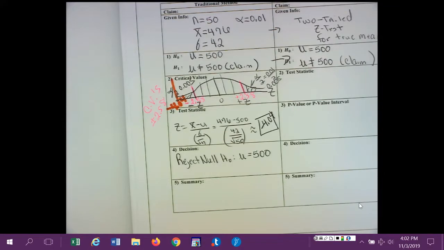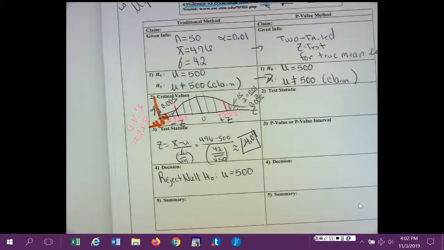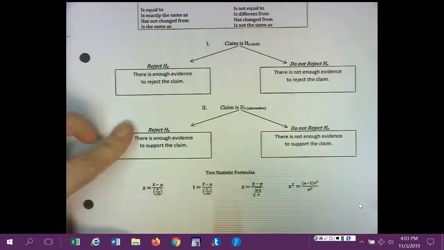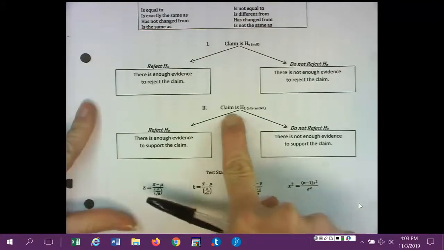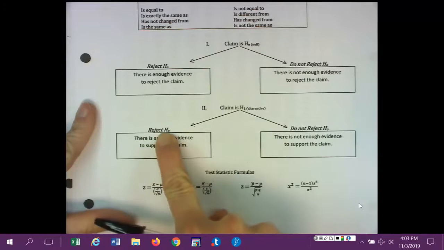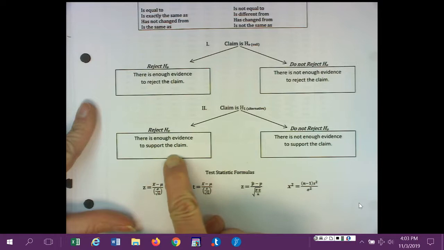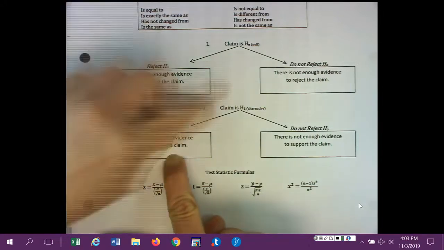And then our summary is good news for the student group, because the claim by the student group is that it differs from 500, and we just decided to reject the null statement that says it is 500, that leads to claim is the alternative, it differs from 500. Reject the null that says it equals 500. There is enough evidence to support the claim that the average no longer equals 500 or differs from 500. There is enough evidence to support the claim. So the claim was the alternative.